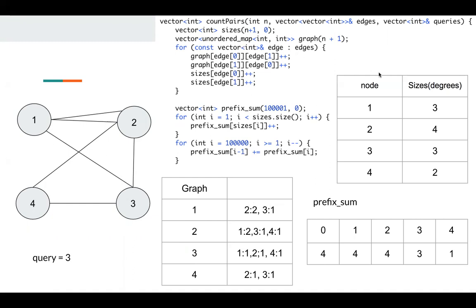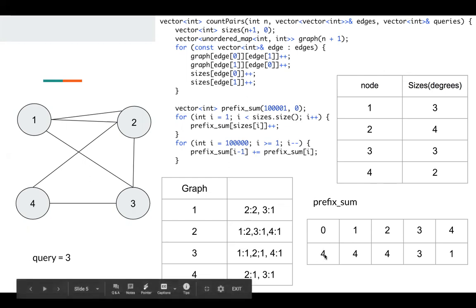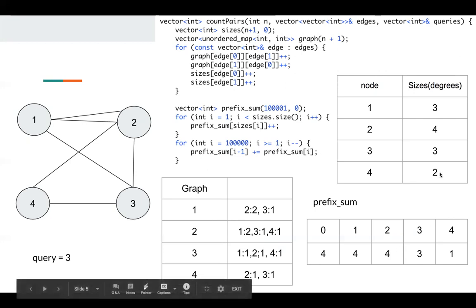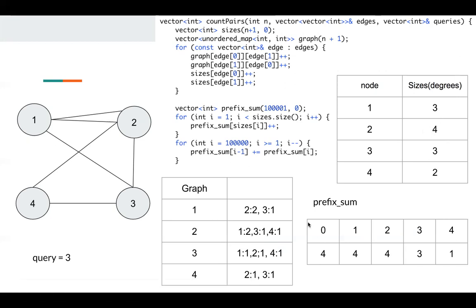Okay, for sizes, it's actually more like degrees. So for node 1, it has 3 edges, so the degree is 3. For node 2, degree is 4. And for node 4, degree is 2. Okay, then comes the perfect sum. Actually, it's not a perfect sum, more like a suffix sum, or I can explain it. It means if it's 0, there are 4 nodes whose degree is greater than or equal to 0. For 1, there are 4 nodes whose degrees are greater than or equal to 1. For 2, also 4. For 3, there are only 3. And for 4, there is only 1. So this array is very useful.